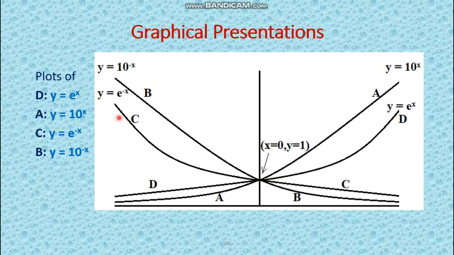And finally the negative exponential curve is e to the power minus x. And it is going like this. Here it is below B, but here it is above B. Here the value of y is gradually decreasing exponentially. So these are the 4 graphical presentations, A, B, C, D curves.